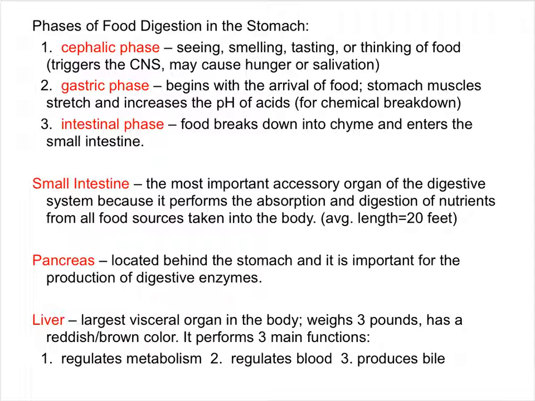Next, we have the liver. The liver is the largest visceral organ of the body. It weighs about 3 pounds, it has a reddish-brown color, and it performs 3 main functions. Number 1, it regulates metabolism. Number 2, it regulates blood. Number 3, it produces bile.